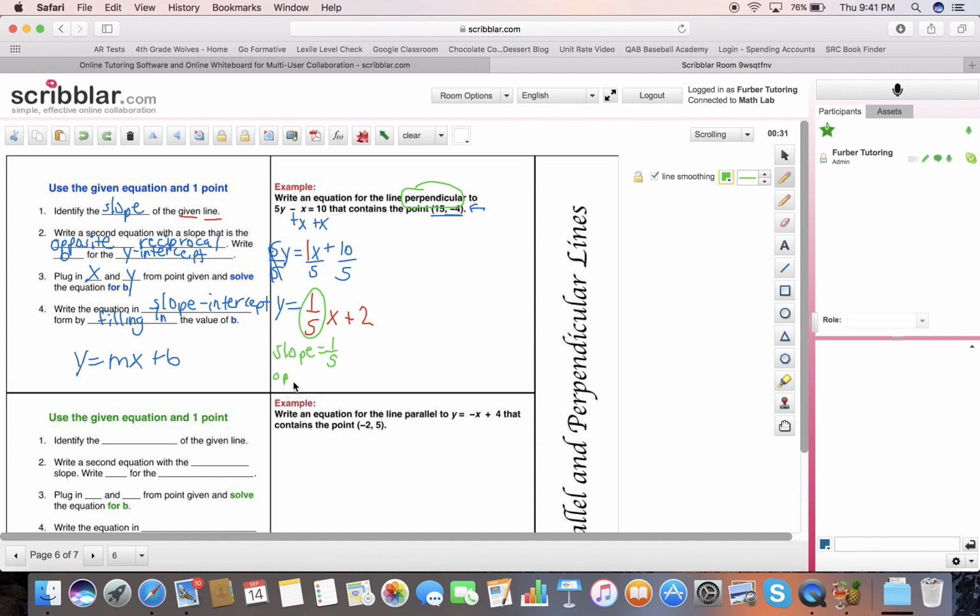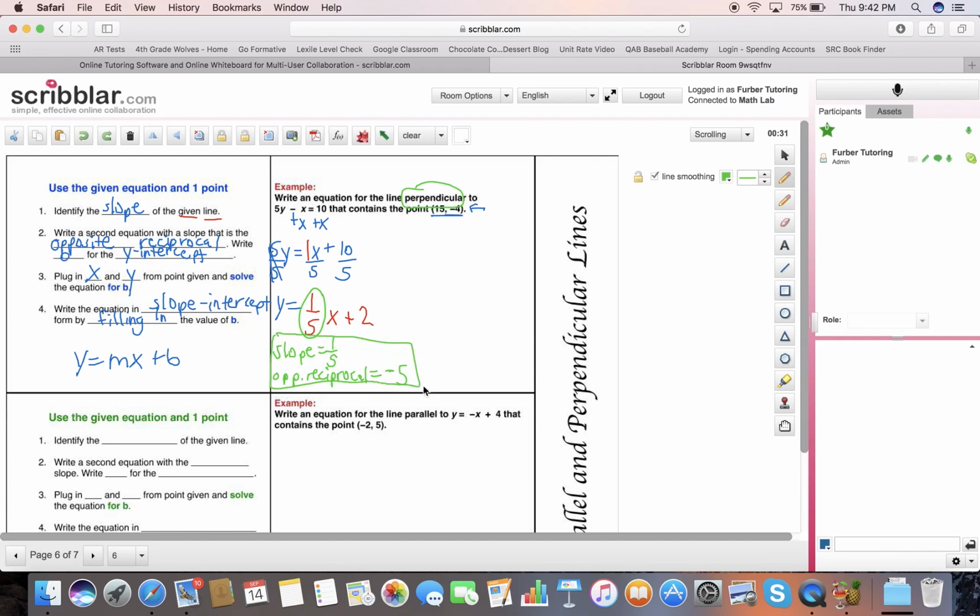So I'm just going to write opposite reciprocal. I'm going to write 5. But if this is a positive 1/5, then the opposite reciprocal has to be the opposite sign, which would be a negative 5.